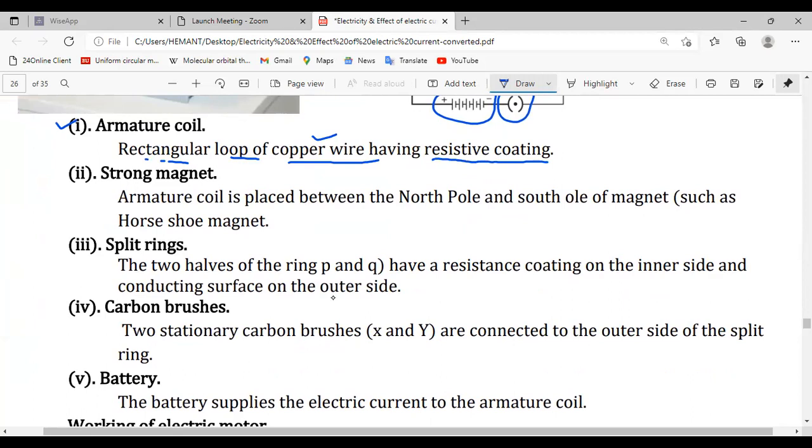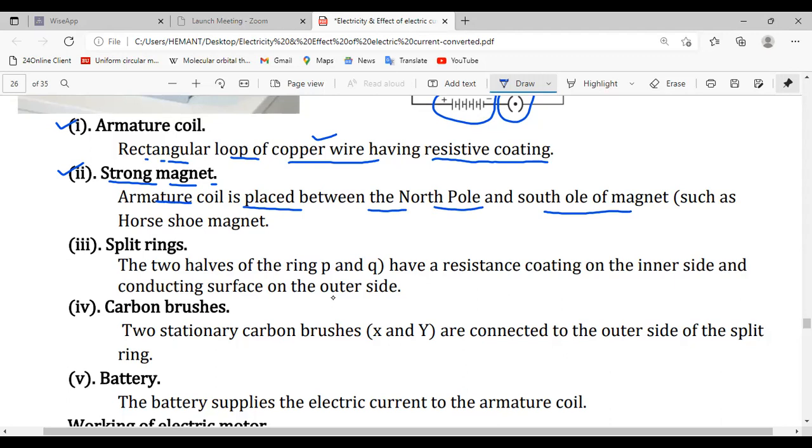The second component of the electric motor is the strong magnet. The armature coil is placed between the north pole and south pole of the strong magnet, like a horseshoe magnet. We have already gone through the diagram in the construction.